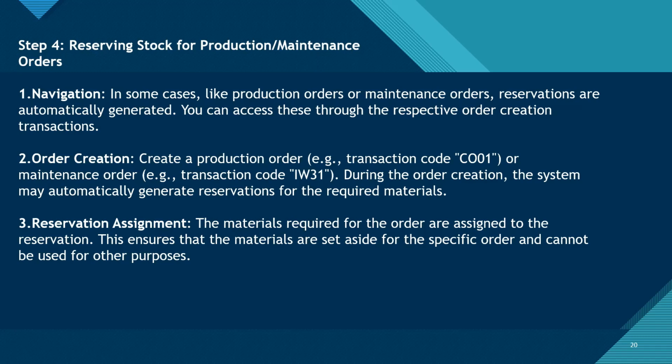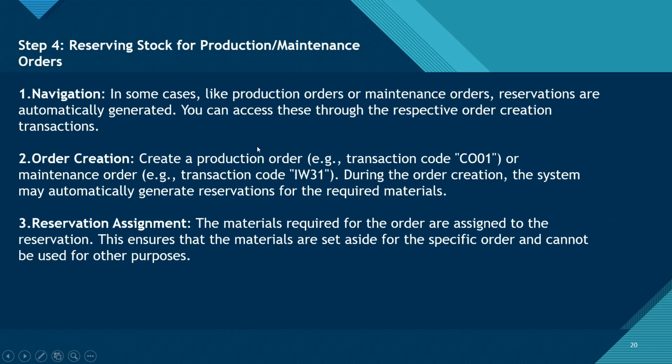Once I create a production order, based on the settings in my system and the configuration, the reservations are created automatically. If I create a production order with CO01, which is the production order creation, or I create a maintenance order via IW31, the system automatically generates reservations for the requirement. So whichever material I want to produce.